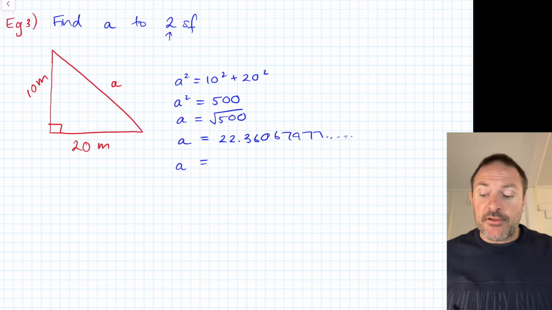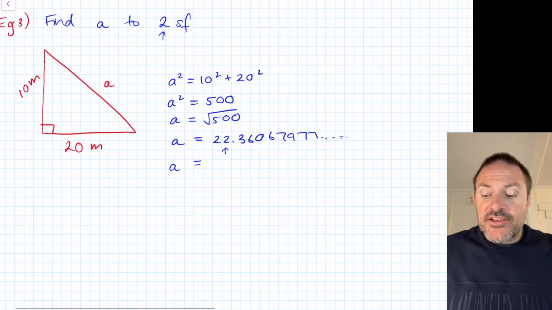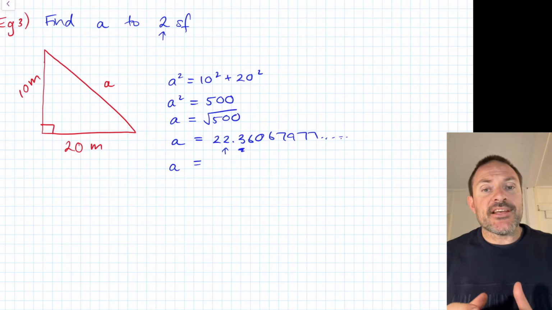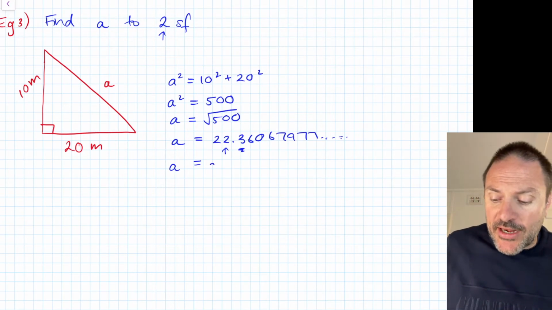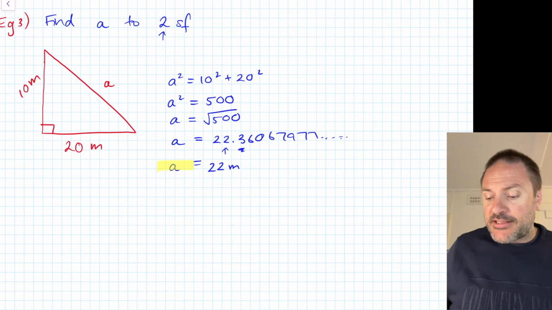The first significant figure is the 2. The second significant figure is the 2. So that's the one that we're rounding. What does the 3 tell you? Well, it says you must round down. So we end up having 22 meters as our final answer.